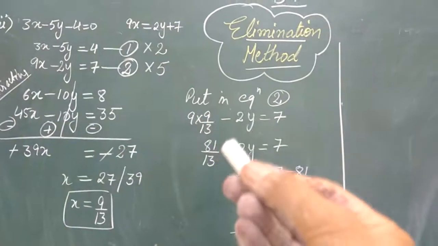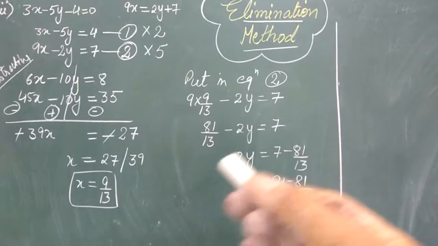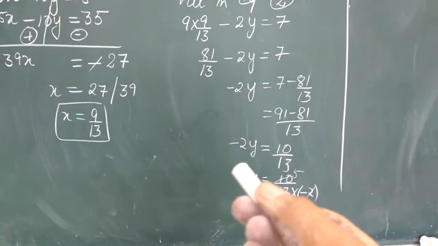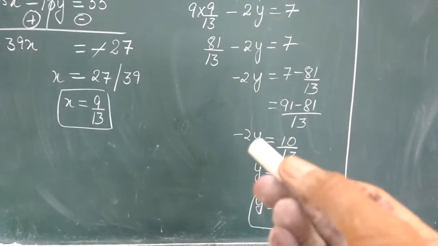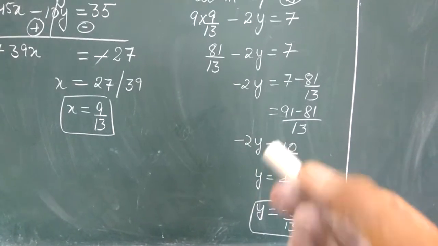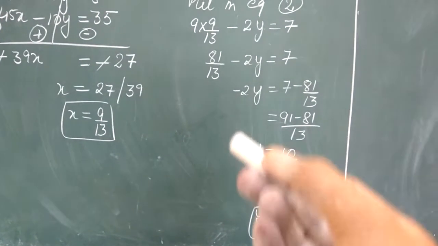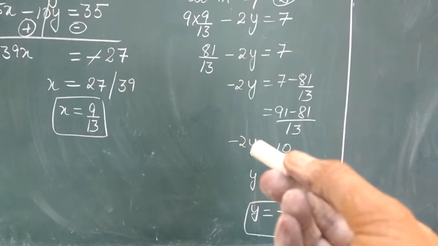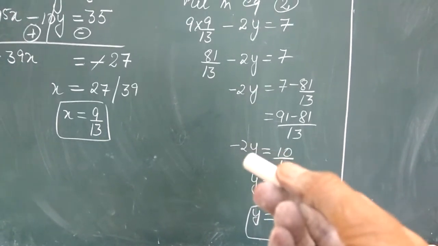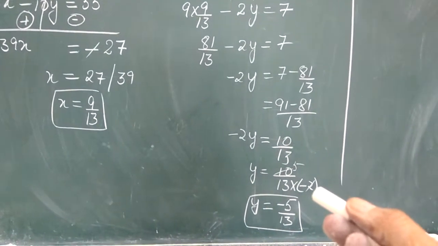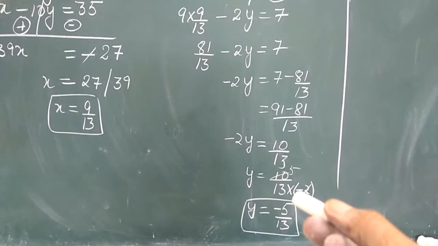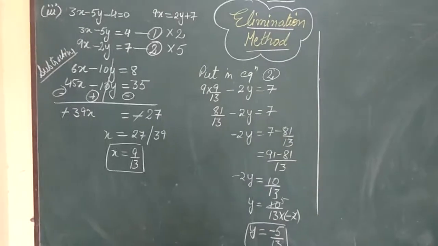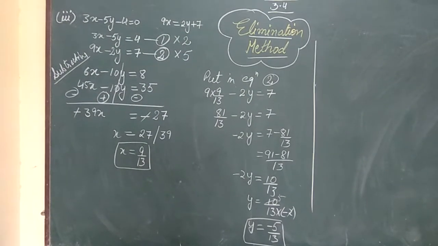So 9 into x is 9 by 13. 81 by 13 goes to the right hand side, becomes minus 81 by 13. Take the LCM. Now be very careful at this step. Minus 2 into y. Sometimes you will write minus 2 and when you take it to the right hand side you will write plus 2. Dear students, remember minus 2 is getting multiplied by y. So if it is getting multiplied, when it goes to the right hand side it will get divided. So 2 5s are 10. The minus will be shifted to the numerator. You will get minus 5 by 13. So in this way you will get the answer to this question also.